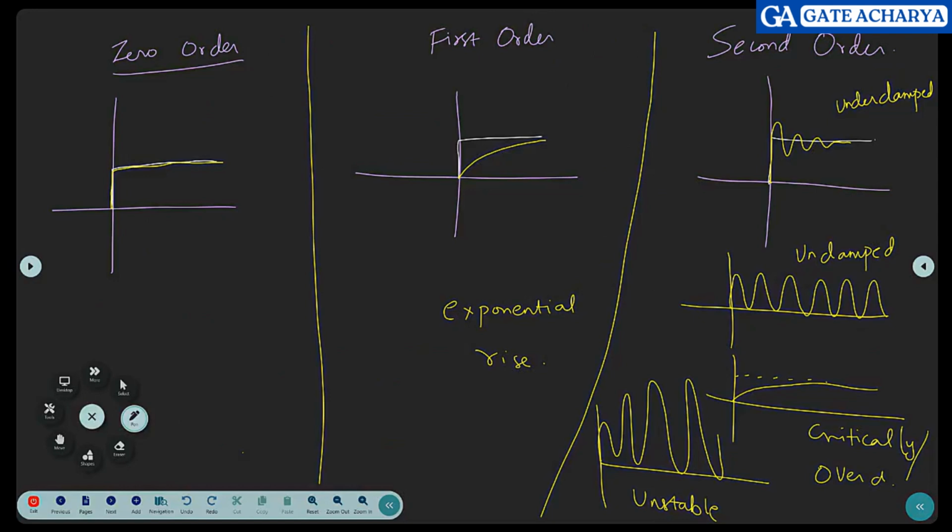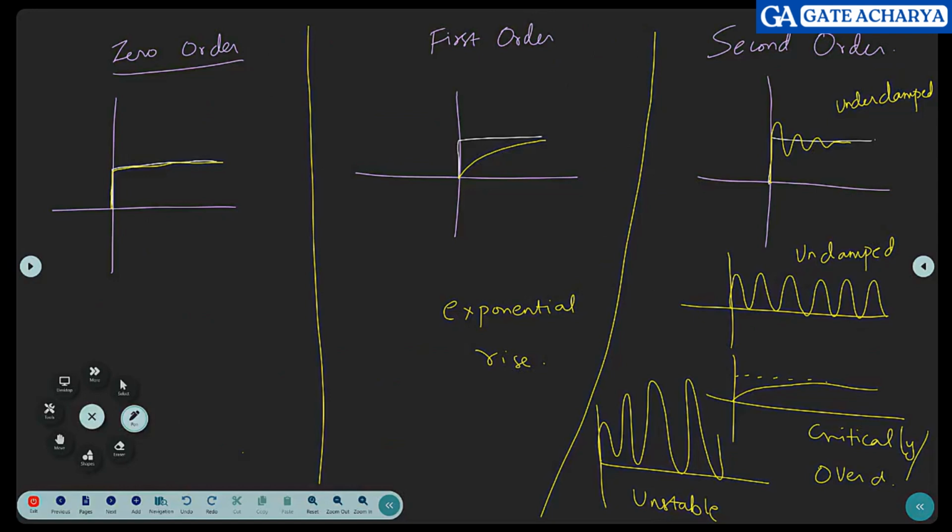If it's a first order system, in most cases it's an exponential rise. Unless you make a negative resistance and amplify, it can be an exponential rise and stable. I'm not going to talk about that; it's beyond the scope of this. And in a second order system, you can have multiple possibilities, which you need to know as an undergrad student: underdamped, undamped, critically damped, unstable systems.